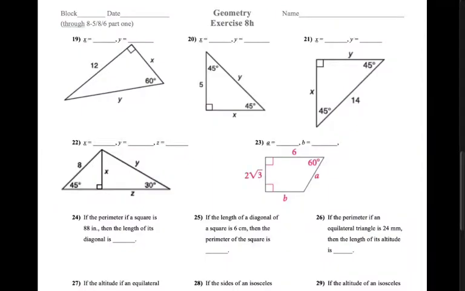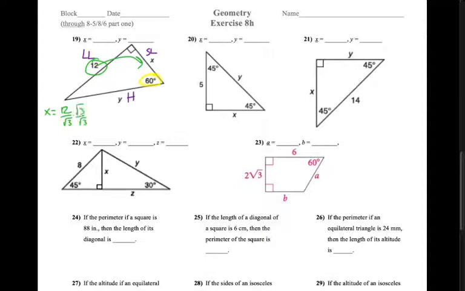Moving on down the road. Other side, 30, 60, 90 triangle. So this is short leg, long leg, hypotenuse. The long leg is given. To get from the long leg, divide, bigger to smaller, by what number? Square root 3. 12 divided by the square root 3.